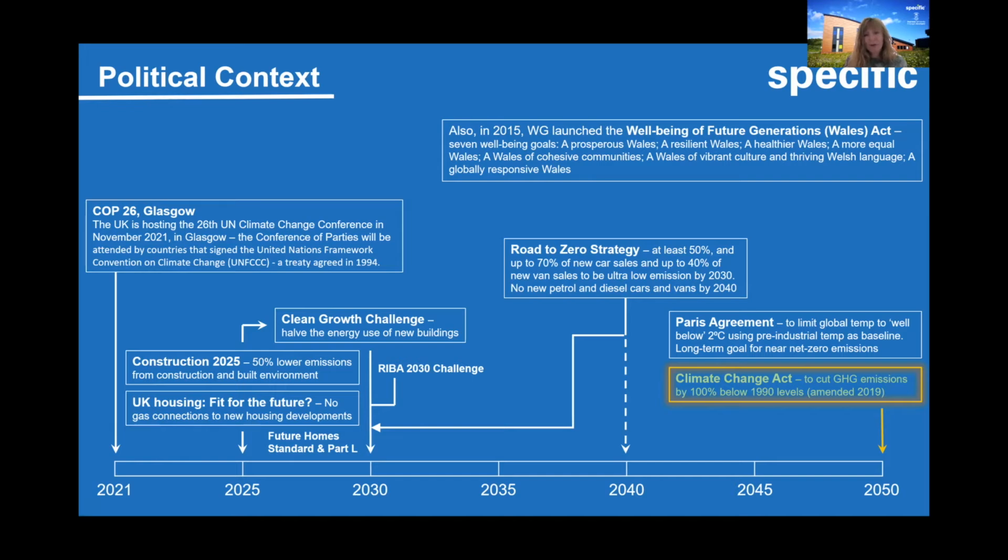Many local authorities, developers and large estate owners have set their own targets to achieve net zero before 2050 as well. Our own university is aiming for 2040.